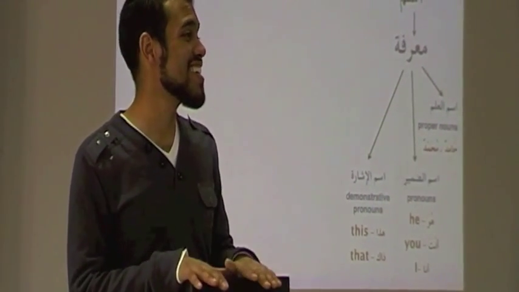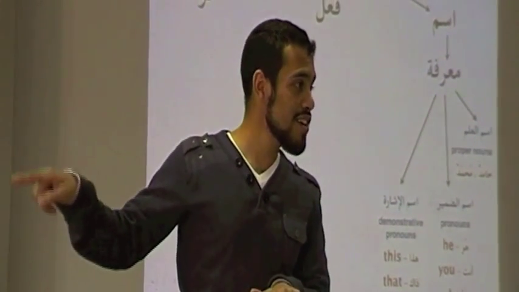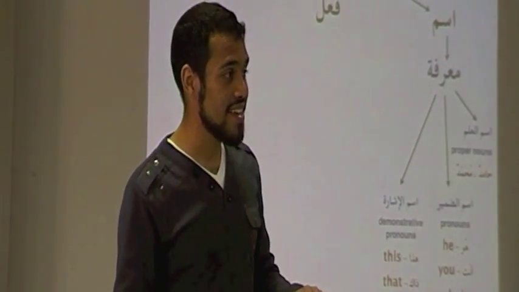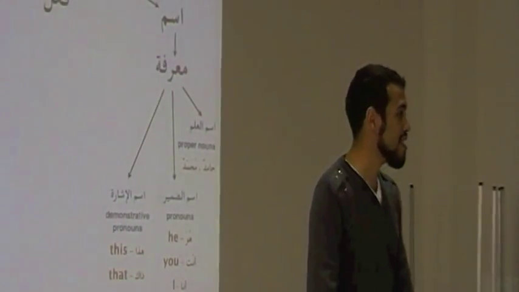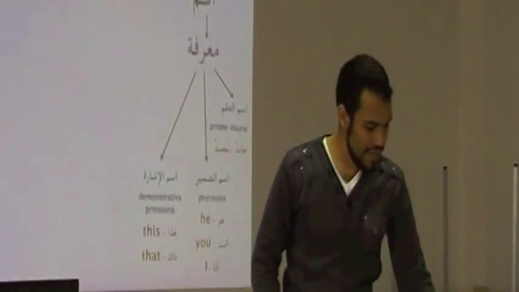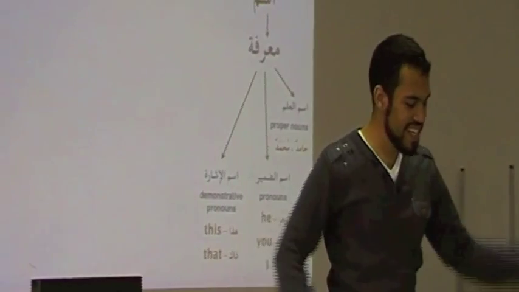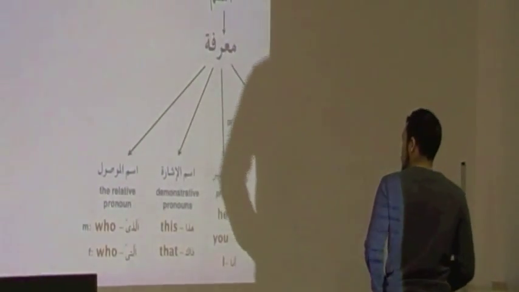Okay, any questions? So he, she, it, I, they, all of those are definite. This and that, it's definite, because when I refer to this thing, you know what I'm talking about. When I refer to that man, you know what I'm talking about. And those are technically ismul ishara or asma'ul ishara, demonstrative pronouns.